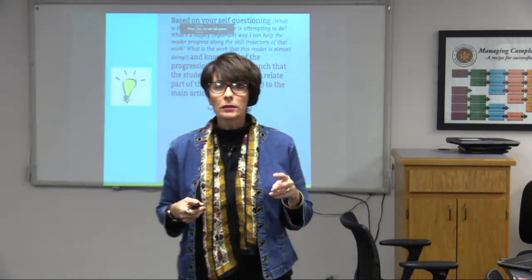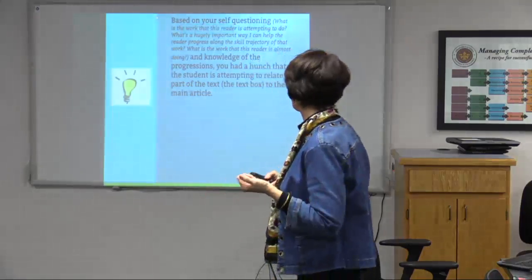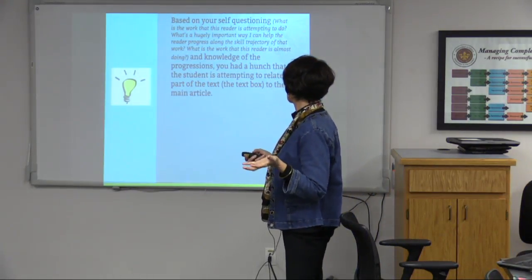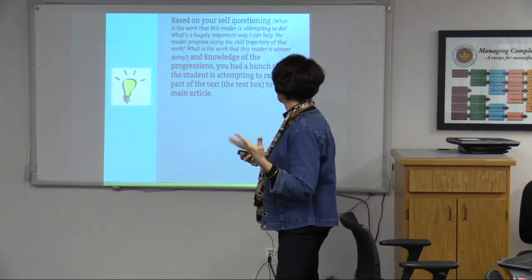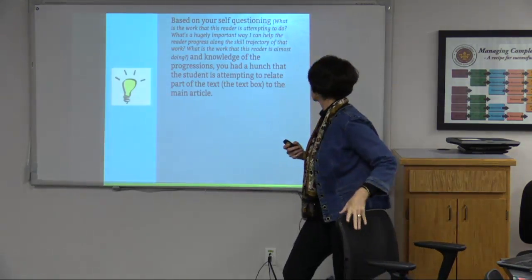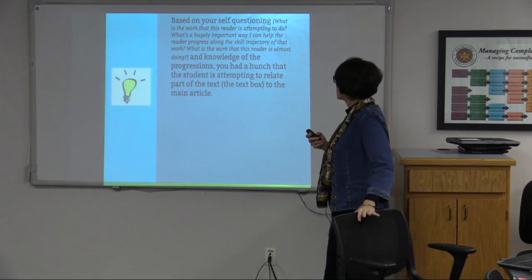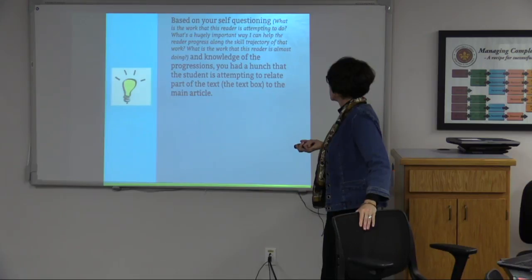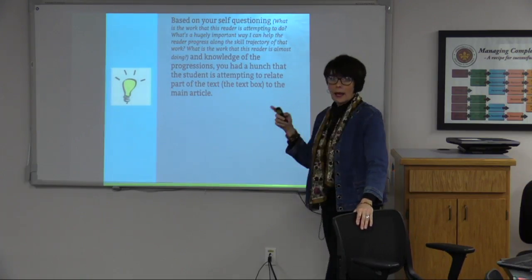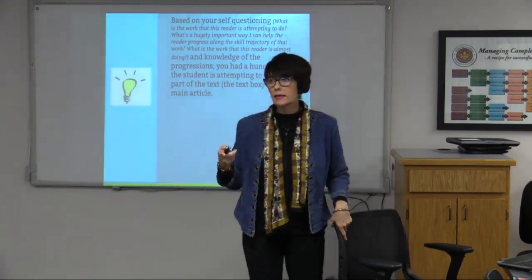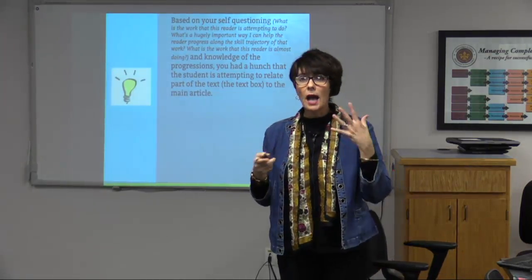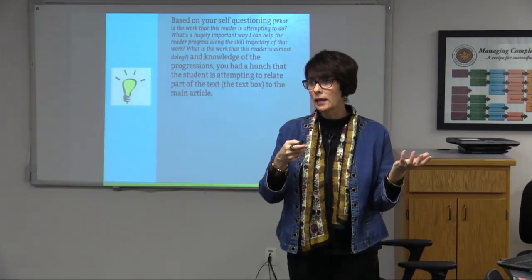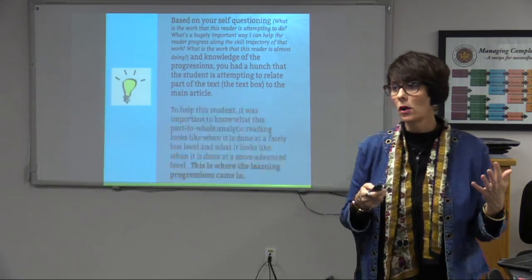Okay, so let's debrief that a little bit. Based on your self-questioning, what is the work that this reader is attempting to do? What's a hugely important way I can help the reader progress along the skill trajectory of that work? What is the work that this reader is almost doing? Thinking about those questions and then using the progressions, you had a hunch that this student is attempting to relate part of the text box to the main article.